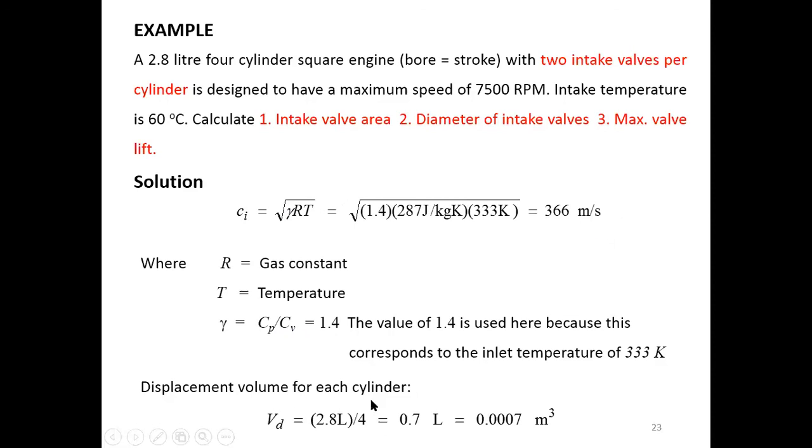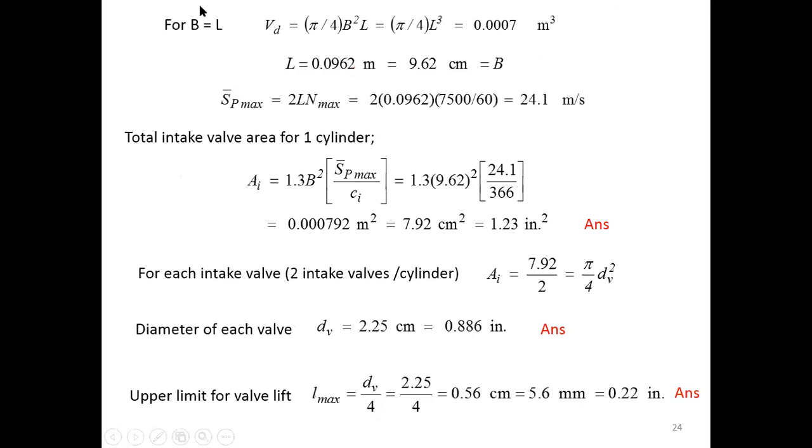And then the displacement volume for each cylinder: we have 4 cylinders, 2.8 liters, so the displacement volume for each cylinder is 0.0007 cubic meter. And for bore equal to stroke, I can calculate the stroke and the bore from the displacement volume of 1 cylinder. With this, I can further calculate the mean piston speed. This is the maximum one because the maximum speed is already known. So the maximum mean piston speed is 24.1 meters per second.